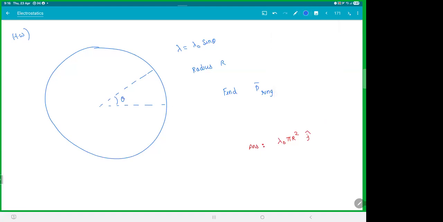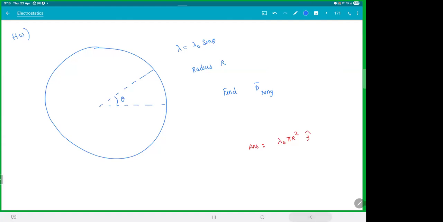Great. So now we know how to calculate dipole moment. If I give you a system, you know how to find p bar, whether it's for point charges or for a continuous distribution. And the only condition is that you should have equal and opposite charges. Great. Now the first part is done.